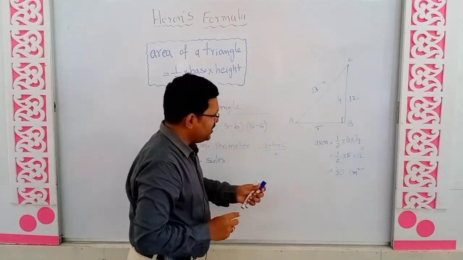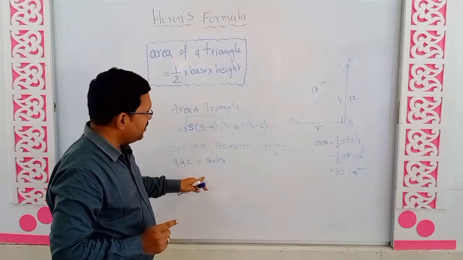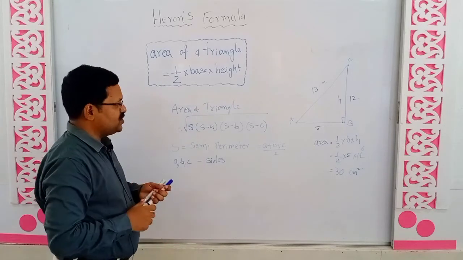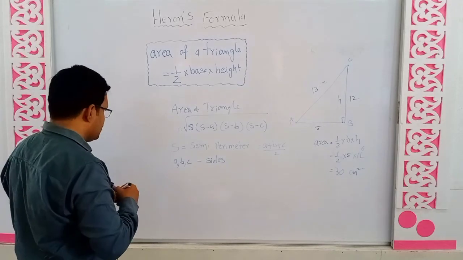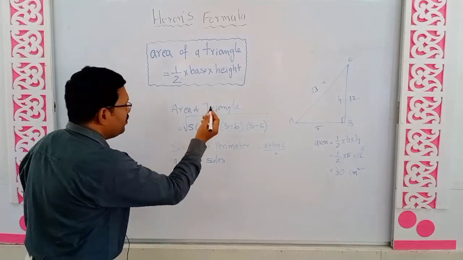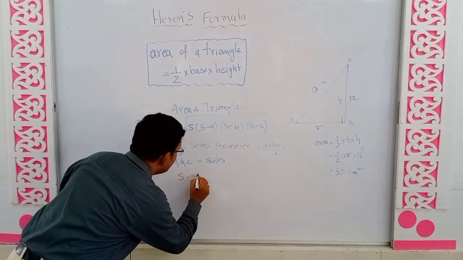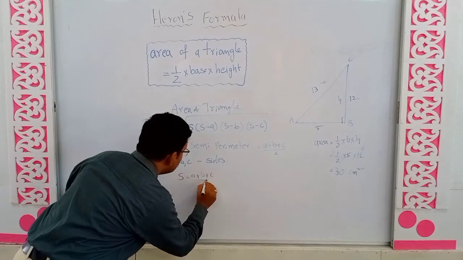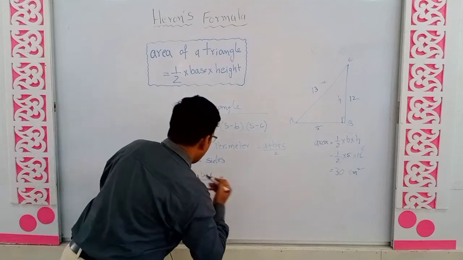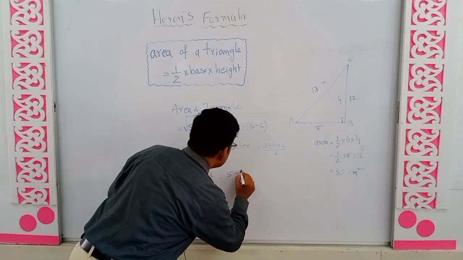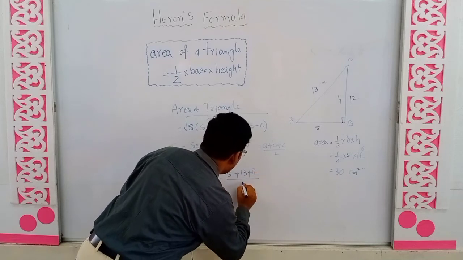Now let us try to find out the same with the help of Heron's formula. So how are we going to find out through Heron's formula? Let me find out in that particular triangle what is s. s is equal to (a plus b plus c) by 2. What are a plus b plus c by 2? 5 plus 13 plus 12, by 2.